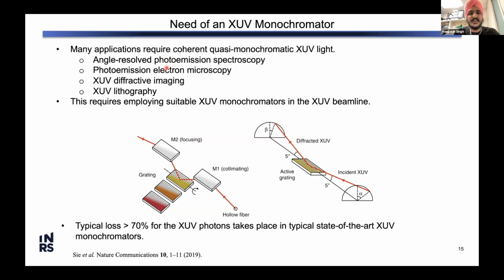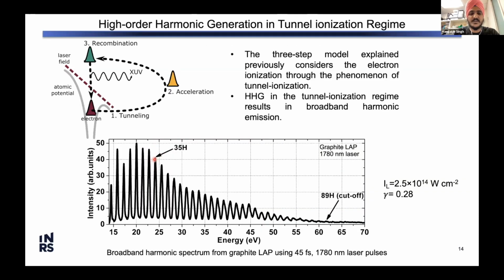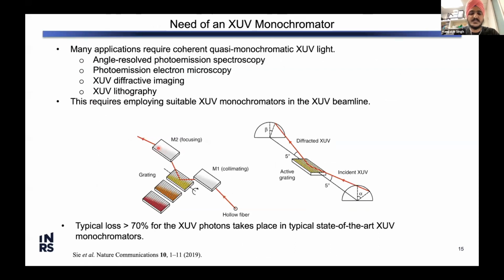In these kinds of applications, we have to employ special XUV monochromators, which are based on gratings. So we have to filter out one given harmonic order of interest for the experiments. However, because these gratings have a very limited diffraction efficiency, these kinds of setups typically result in a flux loss for the XUV, which is typically greater than 70%.